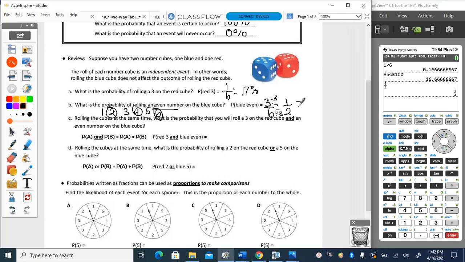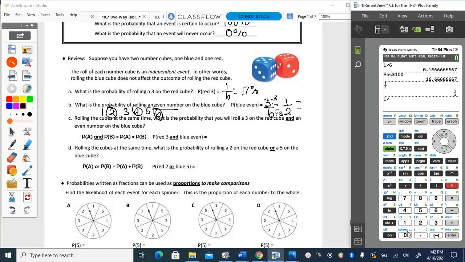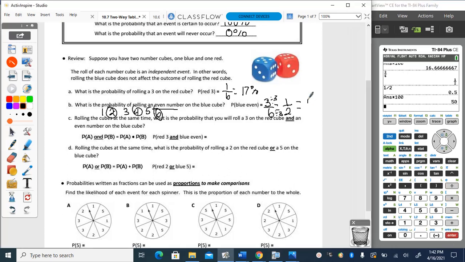But we also want the percentage. So what's 1/2 as a decimal? 1 divided by 2. Multiply that times 100, and we have 50. So we have a 50% chance of rolling an even number on the blue dice.